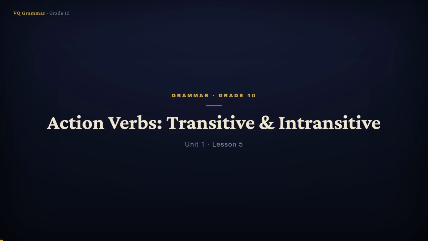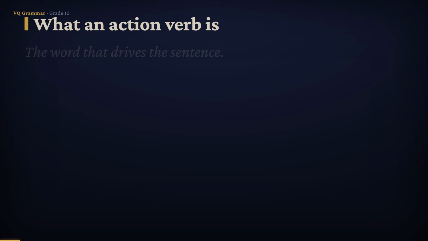This is Unit 1, Lesson 5, and today we're looking at action verbs, the words that make things happen. We'll sort them into two important types, transitive and intransitive, and by the end you'll have a simple test that tells them apart every single time. Let's get started. So what exactly is a verb?